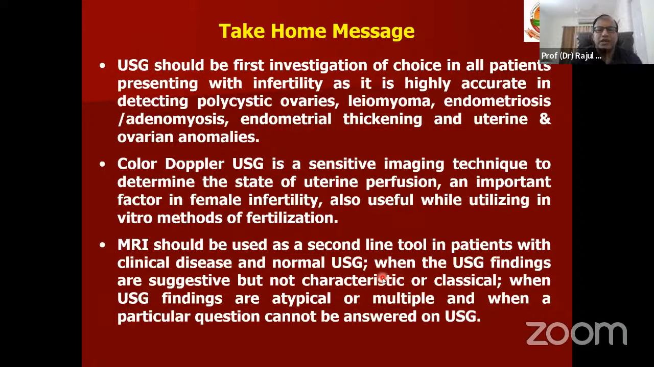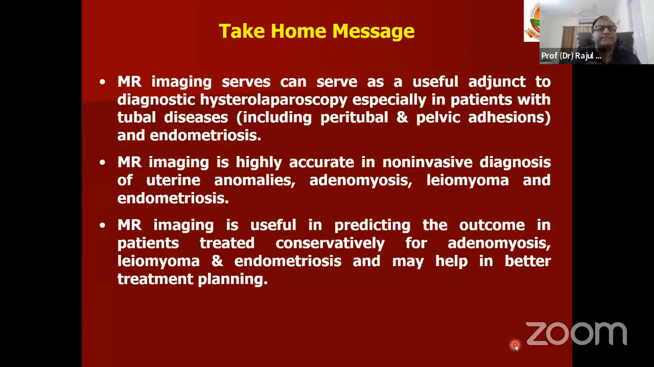MRI should be used as a second line tool in patients with clinical disease and normal USG, when the USG findings are suggestive but not characteristic or classical, when ultrasound findings are atypical or multiple, and when a particular question cannot be answered on the ultrasound. MR imaging serves as a useful adjunct to diagnostic hysterolaparoscopy, especially in patients with tubal disease, including peritubal and pelvic adhesions, as well as endometriosis.